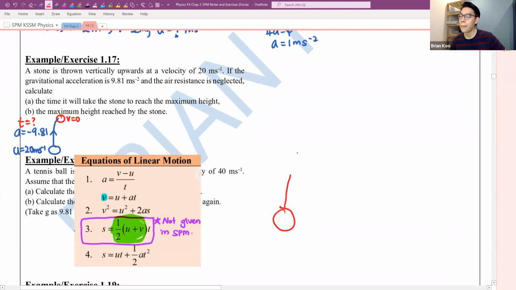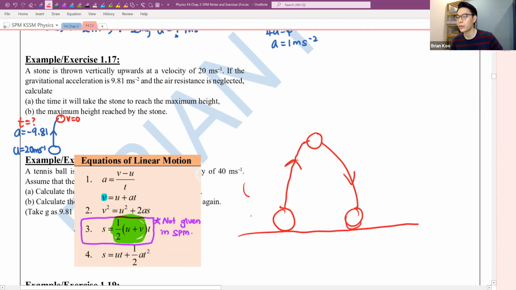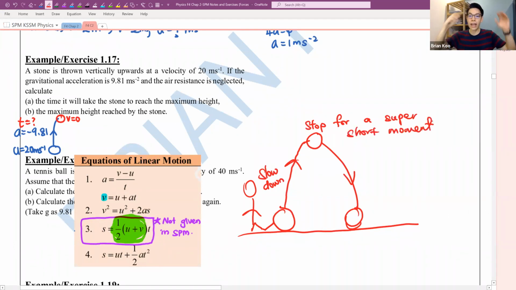Because if you throw something go up, if you kick a ball up, the ball will go to the highest point and then it will come down. Right? It will slow down as it goes up. Slow, slow, slow until it reaches the highest point, it will stop for a super short moment. Slow down, slow down, slow down, and then it will stop there for a super short moment, and then it will come down very fast, speed up.